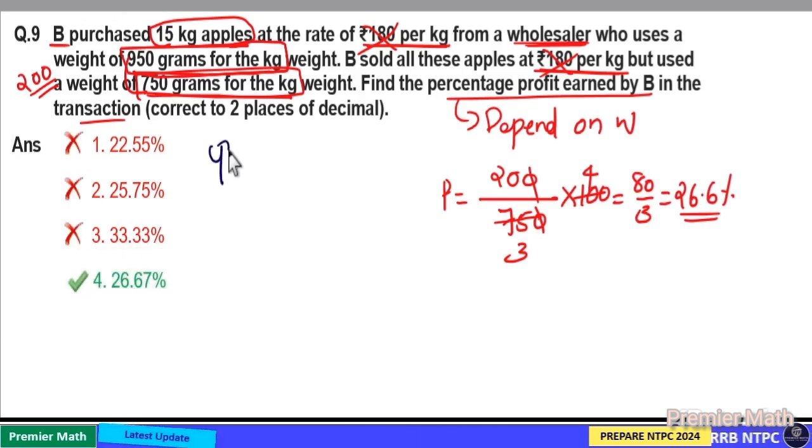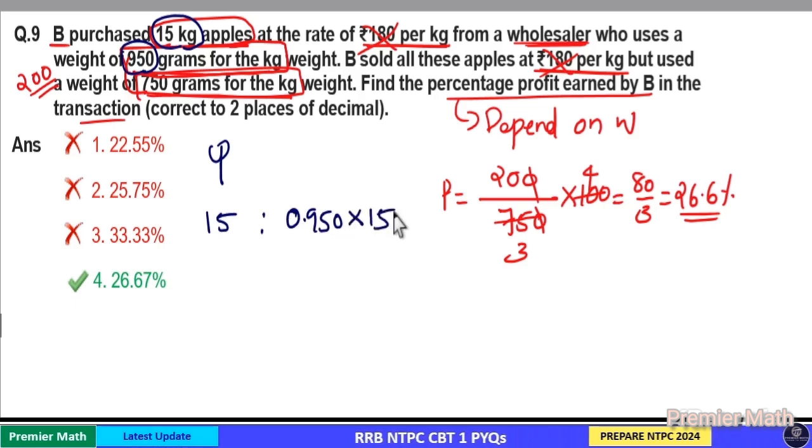You can also do this using cost price and sell price ratio. Cost price means he paid the total 15 kilogram apple price. So what he paid is 15 kilogram apple price. But instead of 1 kilogram, he only got 950 gram. 950 gram means 0.95 kilogram. So this is for 1 kilogram.